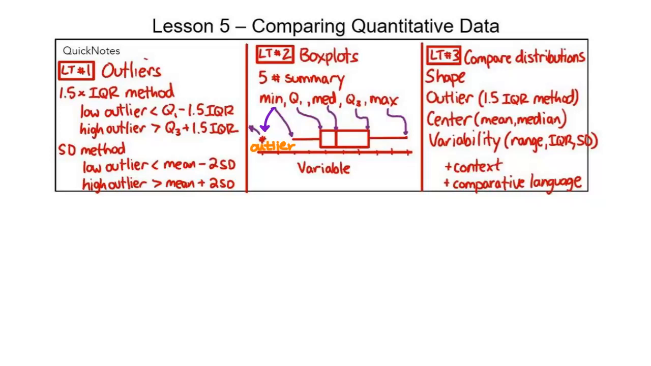For variability, when should you talk about the ranges? When should you be comparing the ranges? If you don't have anything else that you can talk about. If you don't have any kind of summary statistics, you don't have the IQR, you don't have the standard deviation, then we'll talk about range.